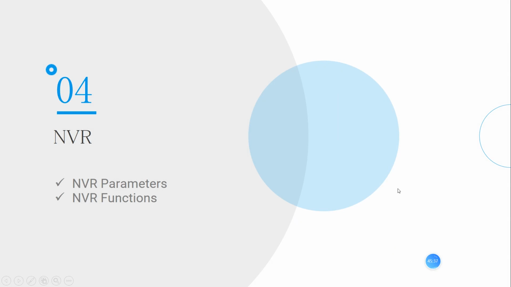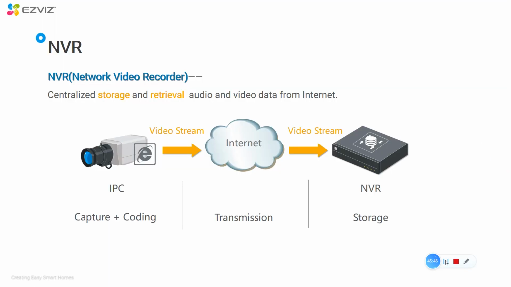Now let's move to the last part, the NVR parameters and functions. The main function of the NVR is centralizing the storage and retrieval of audio and video data from the Internet. When the IP camera captures and encodes the video, the stream is transmitted to the Internet, and through the Internet, the video stream is finally stored in the NVR.